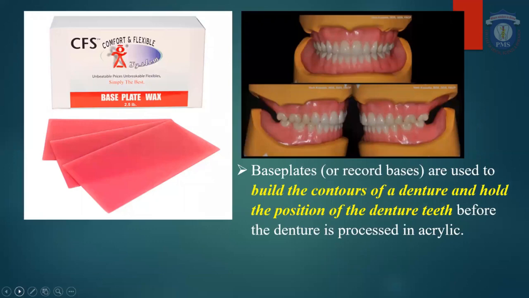Another example of pattern wax is the base plate wax, which is used to fabricate the base plate of a denture that will determine the contour and the boundaries of a denture and also hold the denture teeth in position before it is replaced with acrylic. So when I classify the pattern waxes, I basically have the inlay wax, then the casting wax, and then the base plate wax.